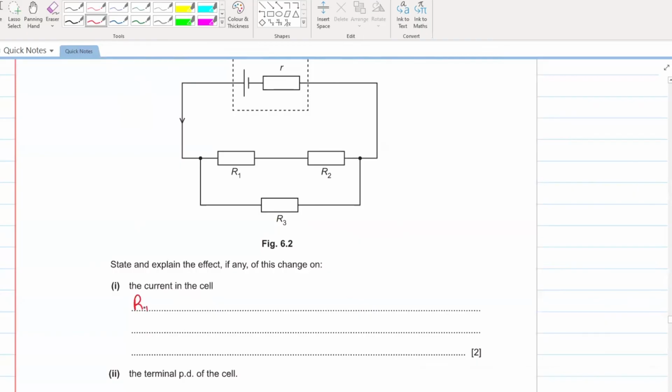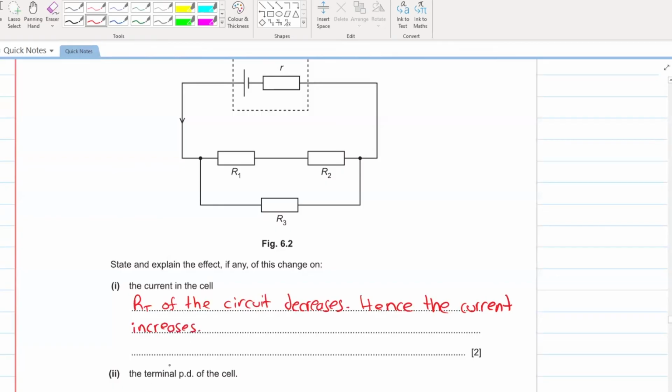The total resistance of the circuit decreases. What will happen if the total resistance of the circuit decreases? The current will increase. Hence, the current increases.